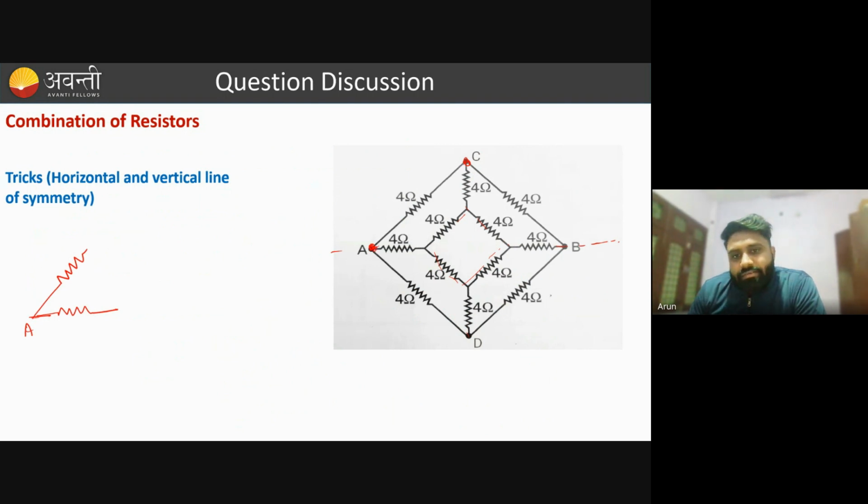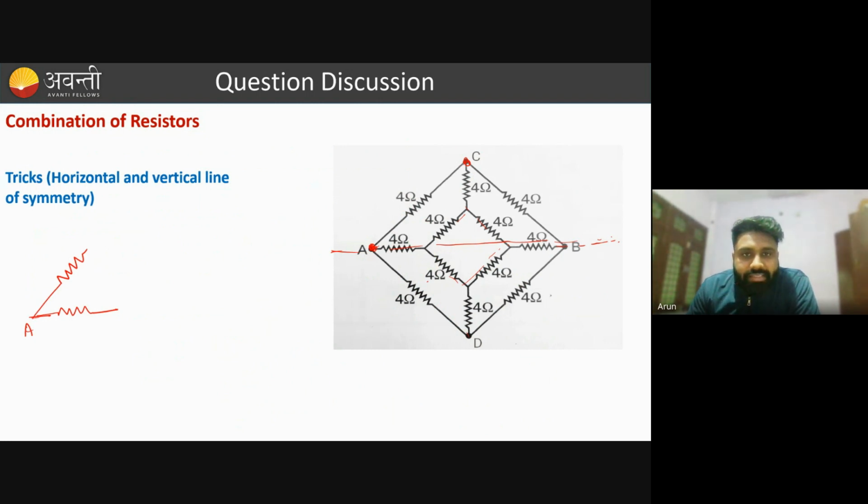Between A and D, the 4 ohm resistor is there. So we can say these resistances are in parallel, because there's the same potential drop across AC and the same potential drop across AD. So these two are superimposing on each other. If you just fold it, this 4 ohm resistor will superimpose on this 4 ohm resistor. So this is a parallel combination of resistors across this line of symmetry. This 4 will superimpose on this 4, and they are in parallel.